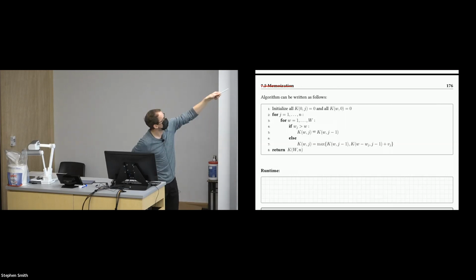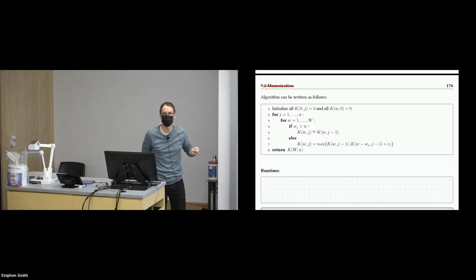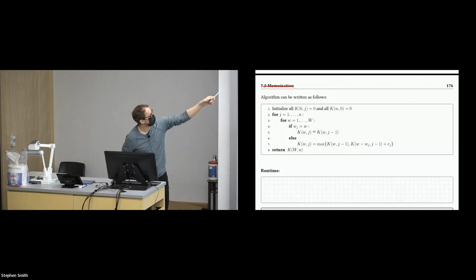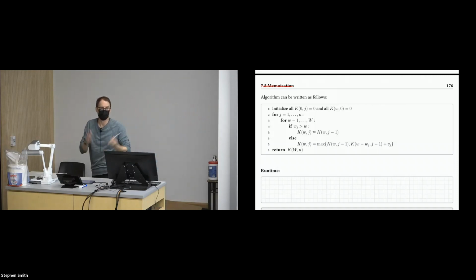And now the question is, what's in lines 4 through 7? What's the work per iteration? In this case, it's just constant time, because I evaluate an if statement, order 1, and then in the else, it's just a max of 2 values. They're all stored in a table, so that's order 1 as well. So this part is order 1 per iteration. And then you can see we have NW iterations.